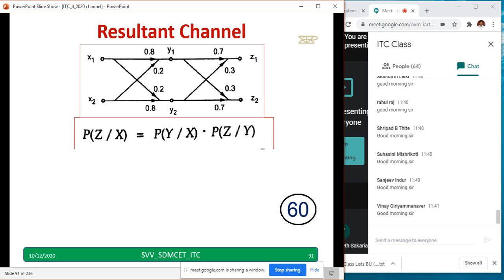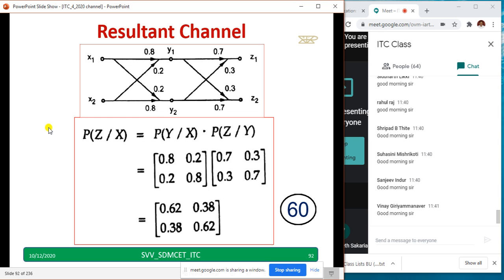Okay, go to the next. Now, Z given X is nothing but the product of Y given X and Z given Y. Simply multiply these two. Write down this equation, fill this channel and this also, then multiply. Y given X you have done, Z given Y is also there. And fill the values and find out the Z given X.